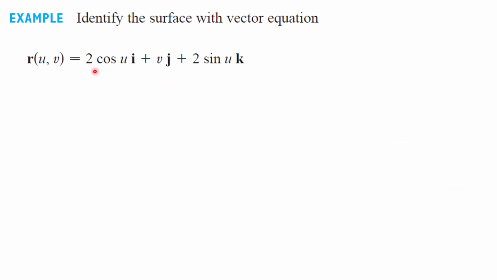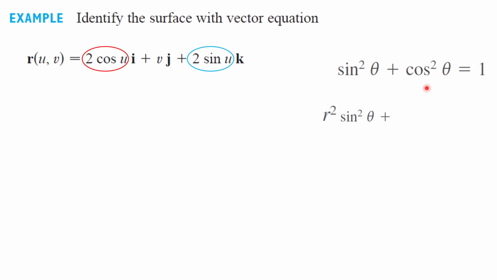Remember that first of all, this quantity here is 2 cosine u, and this quantity here is 2 sine u. From pre-calculus, remember that if you have sine squared of theta plus cosine squared of theta, the summation is equal to 1. At the same time, if you take 2 cosine u and 2 sine u and raise them to the second power, you can follow the formula of r squared sine squared of theta plus r squared cosine squared of theta, which indeed is r squared.